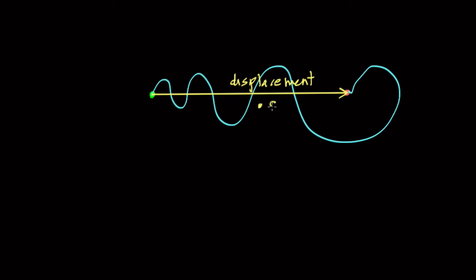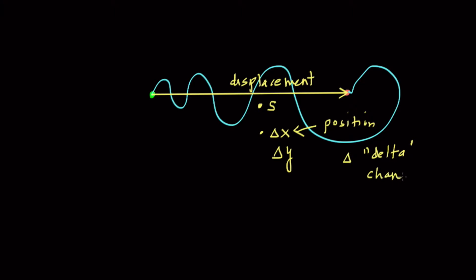When it's introduced, it is usually represented with the letter S. We will oftentimes, for displacement, represent it as a delta X or a delta Y. And if you're not familiar, that triangle is the Greek letter delta. X for us is going to stand for position, and delta is read as change in. So delta X you could read as change in position. And delta Y is also change in position.